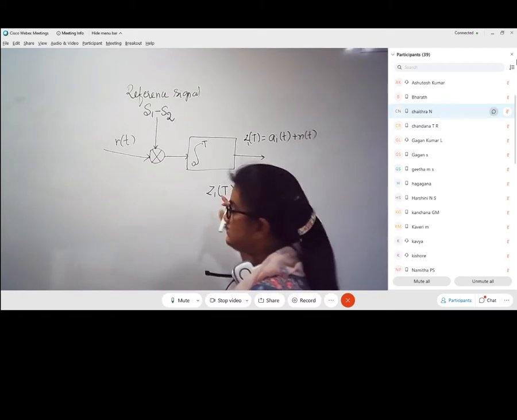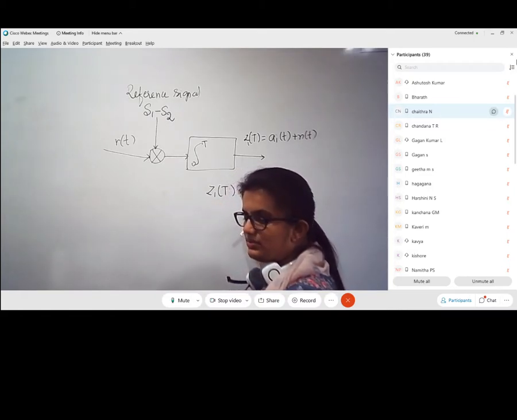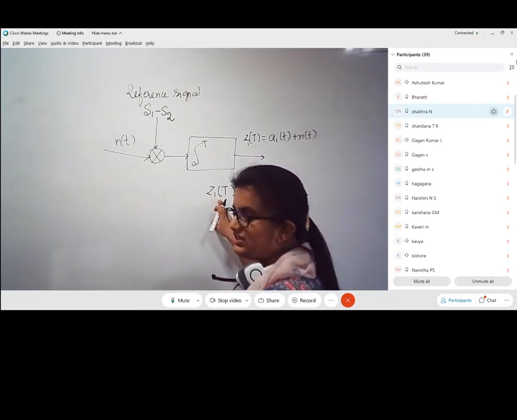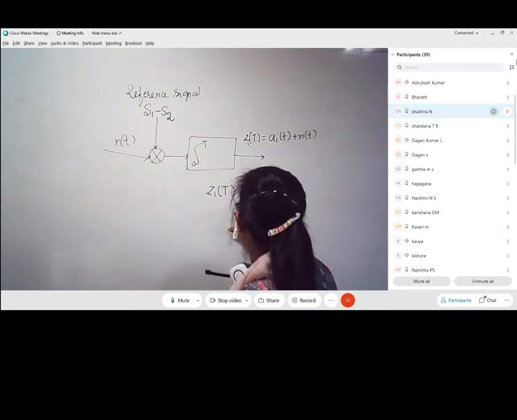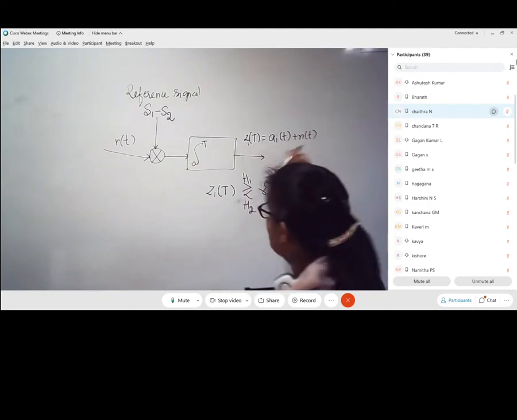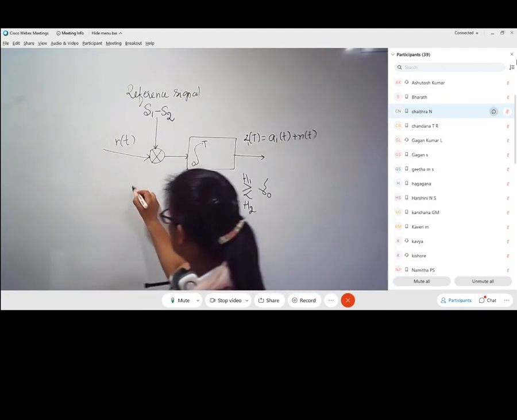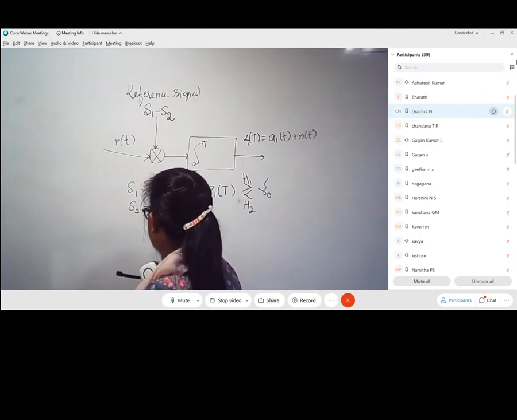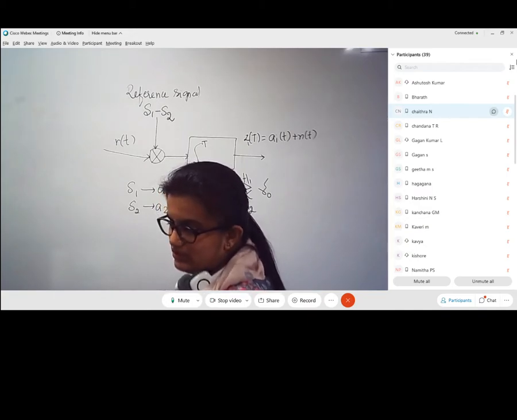If this Z1 is lesser than this gamma naught, then I am going to decide in favor of H2. If Z1 is greater than gamma naught, then I am going to decide in favor of H1. Assume that these two are PSK symbols and S1 corresponds to the symbol with an amplitude A1 and S2 corresponds to the symbol with an amplitude A2. In that case, it happens to be like this.